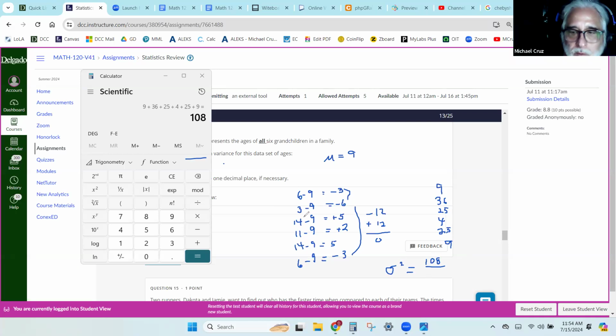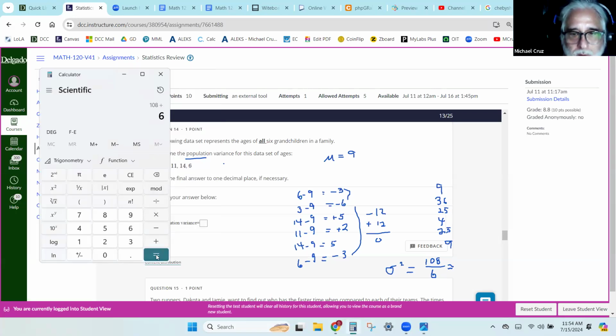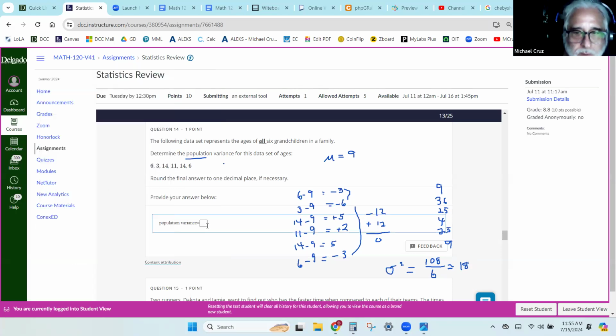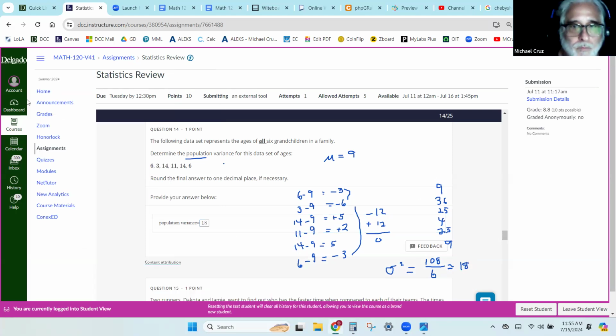And how many pieces of data was it? 1, 2, 3, 4, 5, 6. And what does that come out to? So 18. Good. So this one, the variance, is before you take the square root. It's called the standard deviation when you take the square root of that value. In other words, sigma, or the standard deviation, would be equal to the square root of 18.